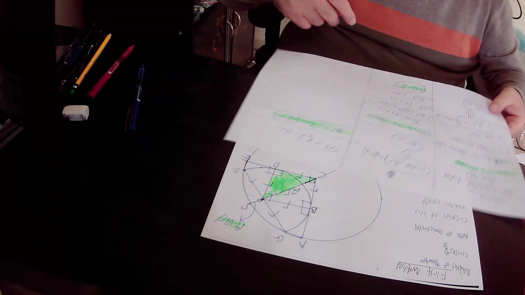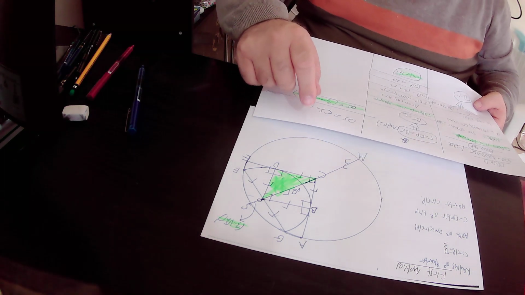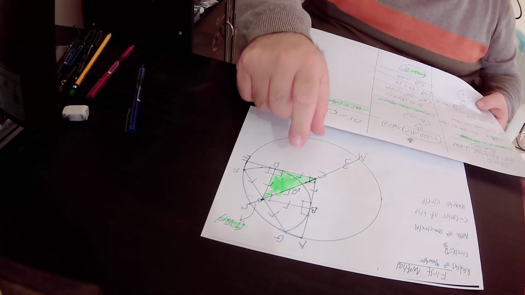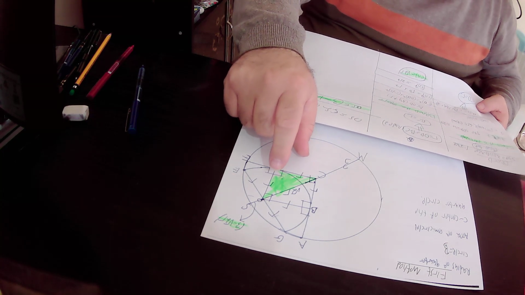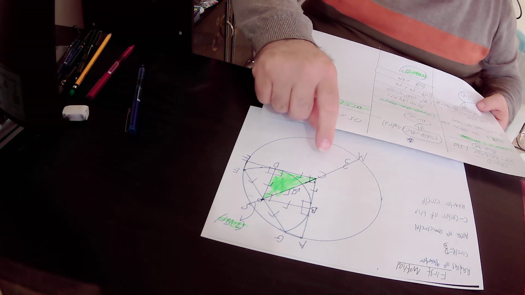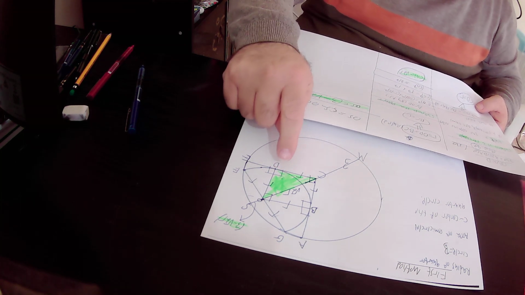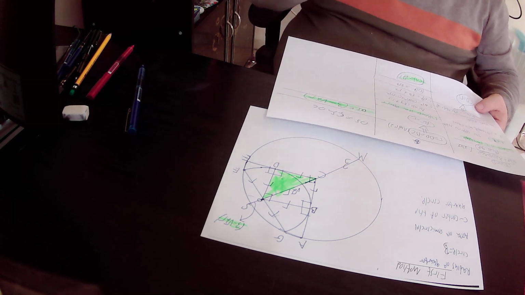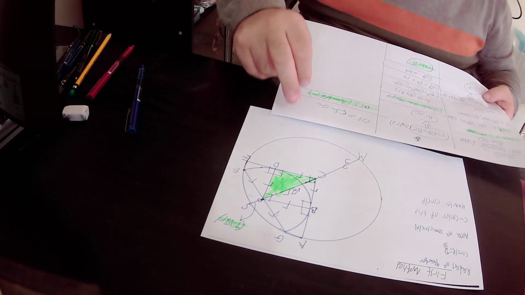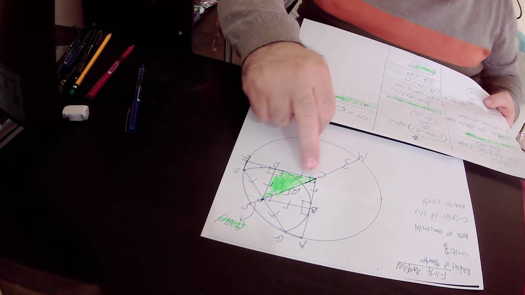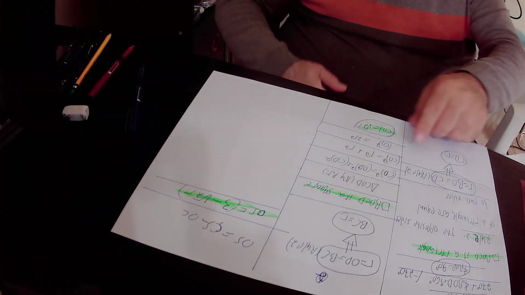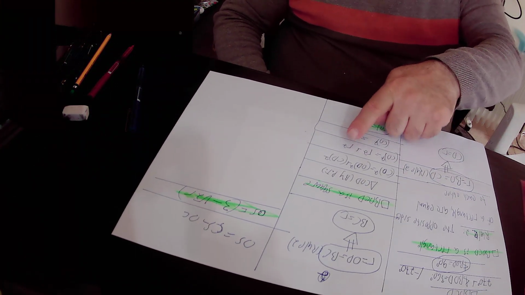Then we join points O and C together by a straight line. OC is the diagonal of square BOCD. We found the length of diagonal OC by applying the Pythagorean theorem on the right triangle COD. According to the Pythagorean theorem, the square of the hypotenuse equals the sum of the squares of the perpendicular sides. So CO square equals OD square plus CD square.